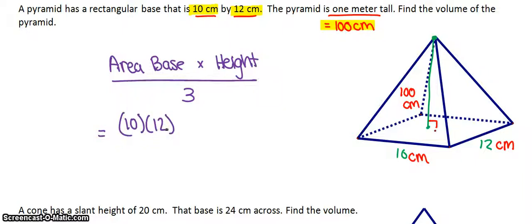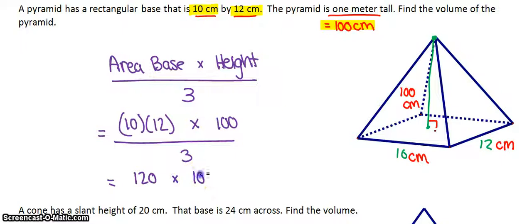Okay, or you can call it length times width, because I know it gets confusing with 2 heights. Now you're going to multiply the area of the base times the height, which the height is 100 centimeters. And then you're going to divide it by 3. So that gives you the area of the base is 120. Multiply it by the height of the shape, which is 100 centimeters, or 1 meter. And then you'll divide it by 3.